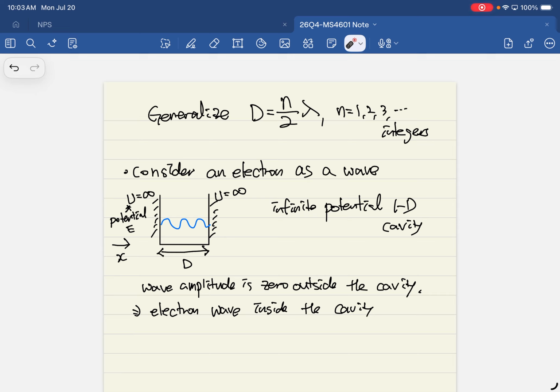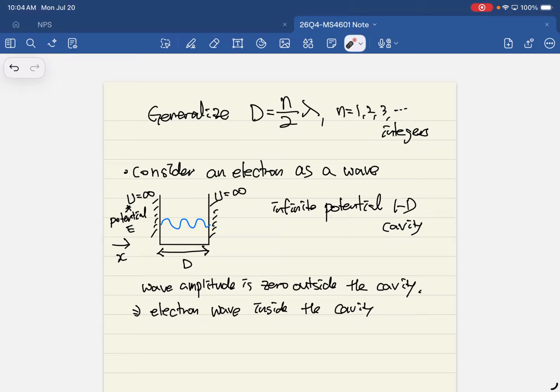Imagine something is in the cavity, and the wall is infinitely high. Electrons will only be found within the cavity. This wave amplitude tells you about the existence of electrons. So the wave amplitude of the electron is 0 outside the cavity. That states that electrons cannot be found outside of the cavity. Does that make sense?